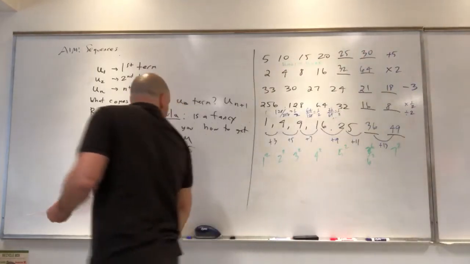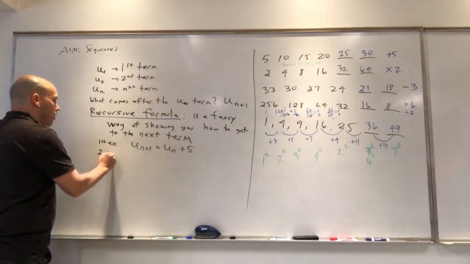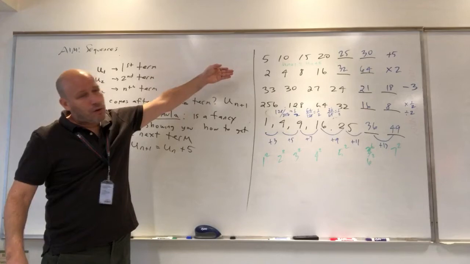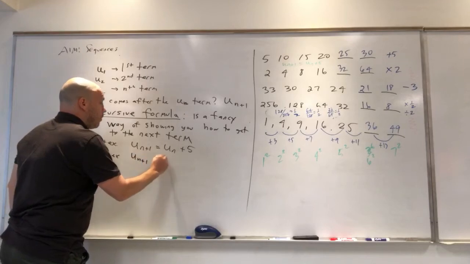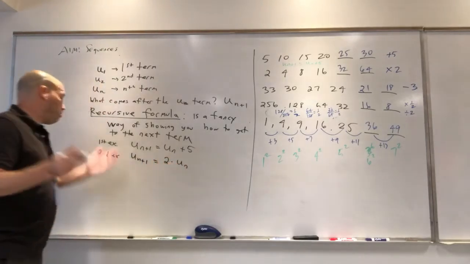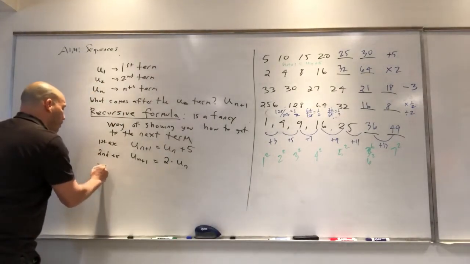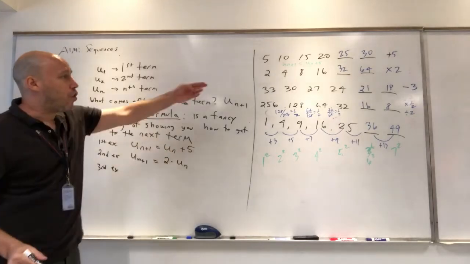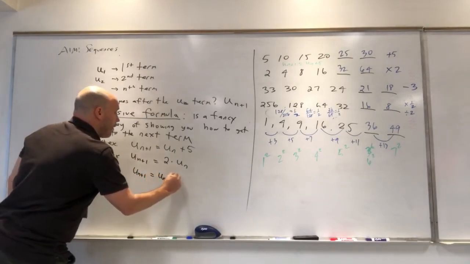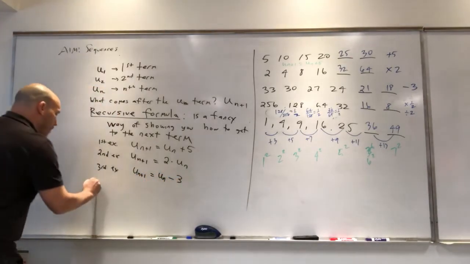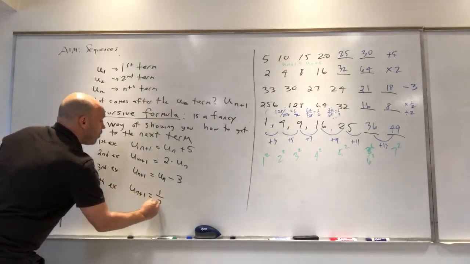What's going on in the second example? Well, you said, Mr. Adler, we're multiplying by 2 each time. So how do we get to the next term? You simply multiply the previous term by 2. That's it. The third example, how do we get to the next term? We subtract 3. U of n plus 1 equals U of n minus 3. And then the last one, to get to the next term, we simply multiply by a half.